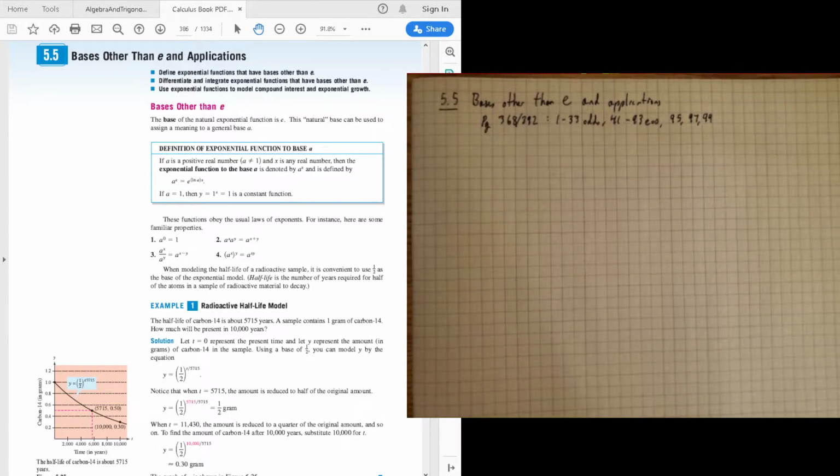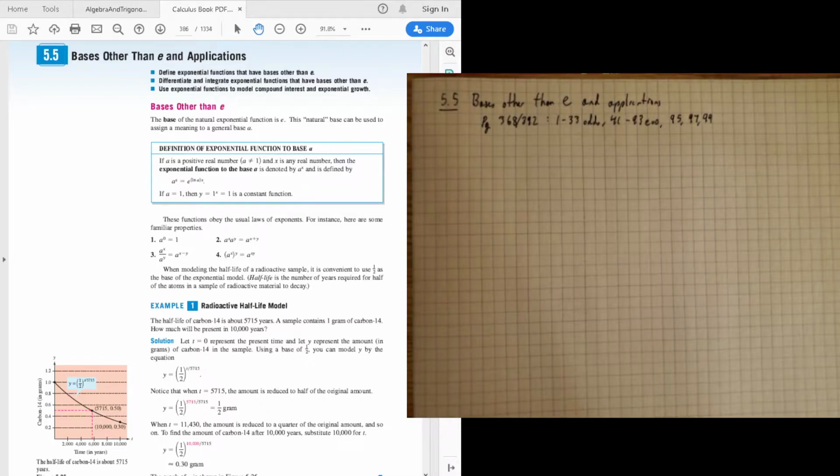We're going to be talking about section 5.5, bases other than e and their applications. Interesting homework assignment tonight. Page 368/392, 1 through 33 odds, 41 through 93 every other odd, 95, 97, and 99.